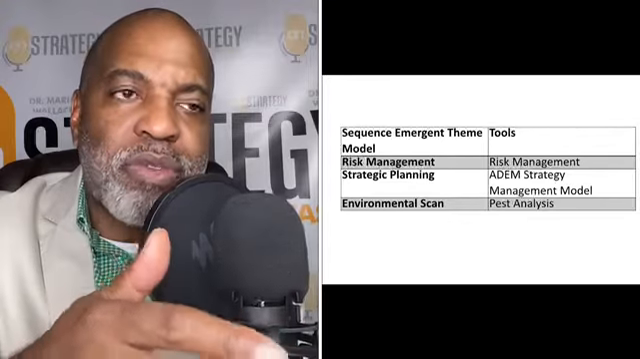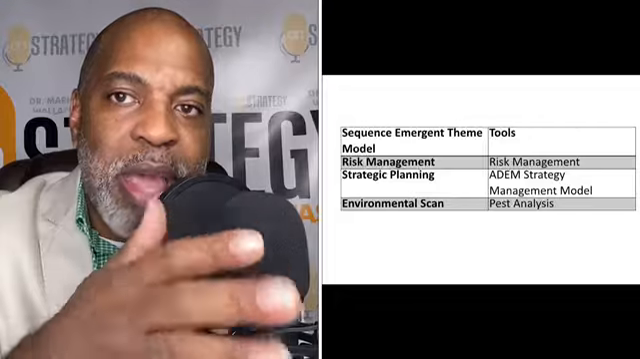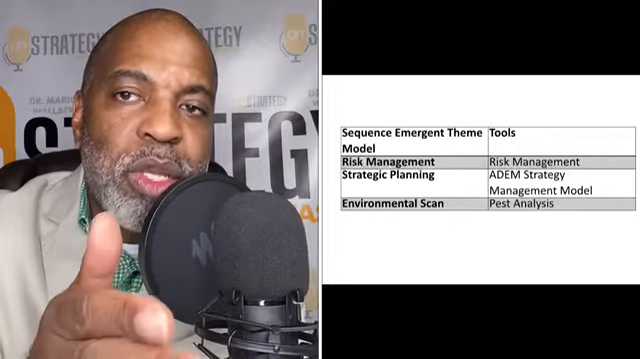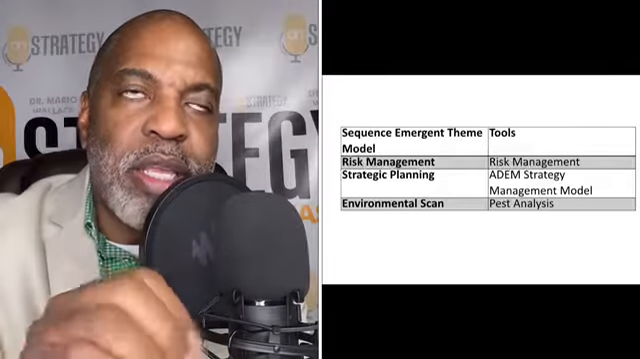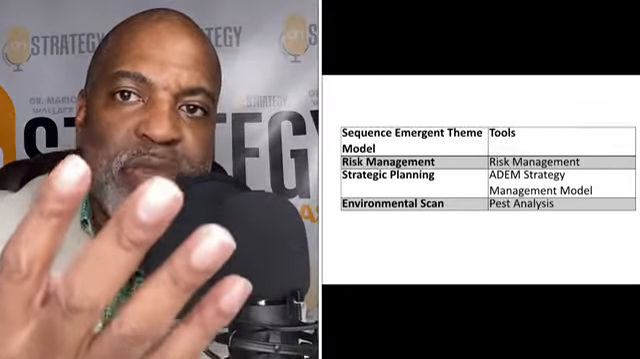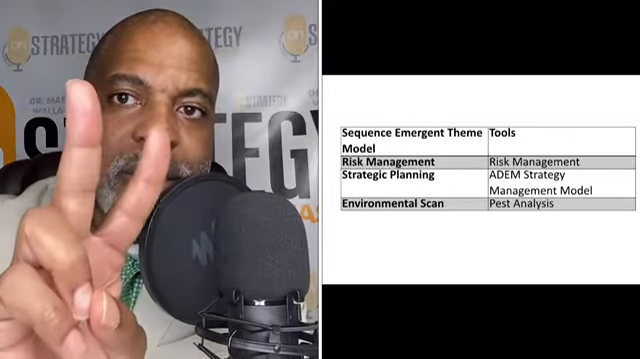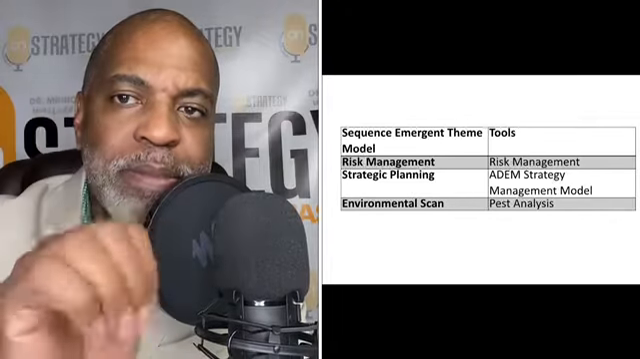Then you have strategic planning, and the model that I paired with strategic planning is the ADAM strategy management model, which looks at how to manage a strategic plan within 4 phases, and that's analyzing the market, again, developing the plan, executing the plan, and managing the plan.